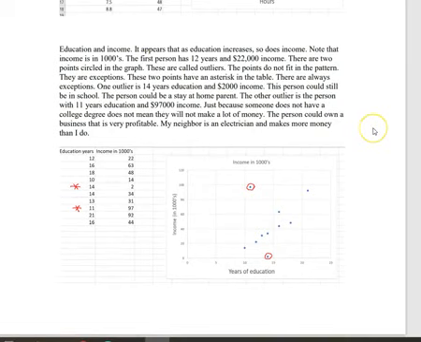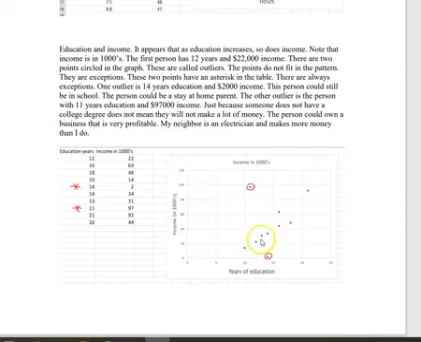Okay, what about education and income? Okay, so we have a table here, education years and income in thousands. So this means 22,000, 63,000. So we have years of education along our x, income in thousands going up. The first person has 12 years of education and 22,000 income.